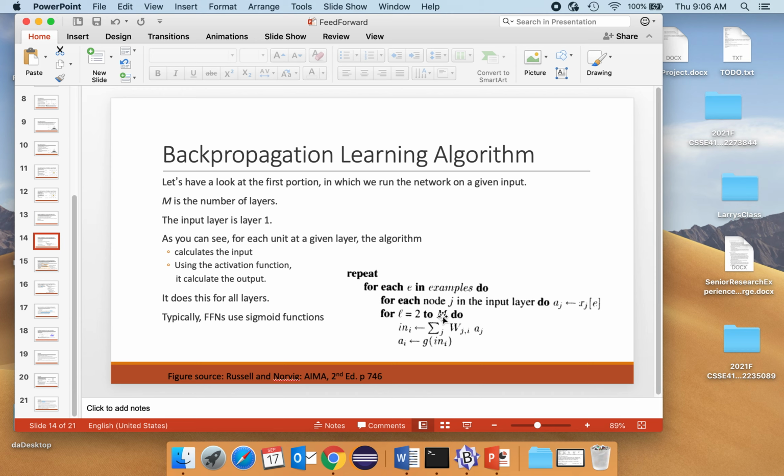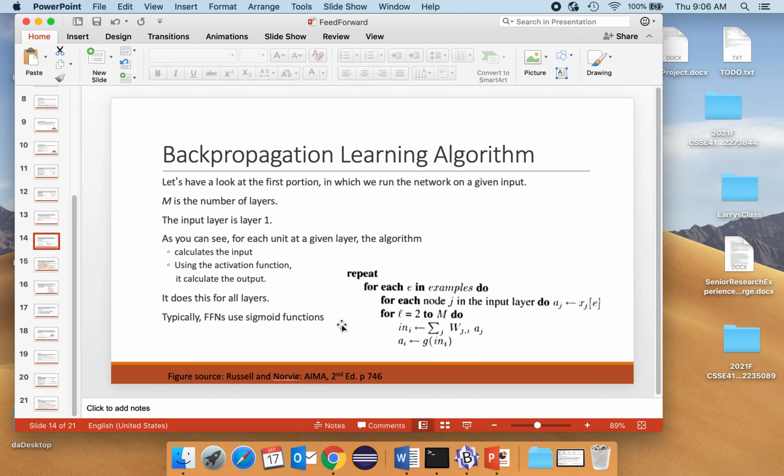So M is the number of layers. The input layer is layer 1. It's not 0 based. What we're going to do is pick an example, and then for each node in the input layer, we take the corresponding value from the vector of the example and set the node to that value. Then L equals 2 is the first hidden layer. Those are actual units. Just like before, we calculate the input to that unit, and then we run the activation function on it.